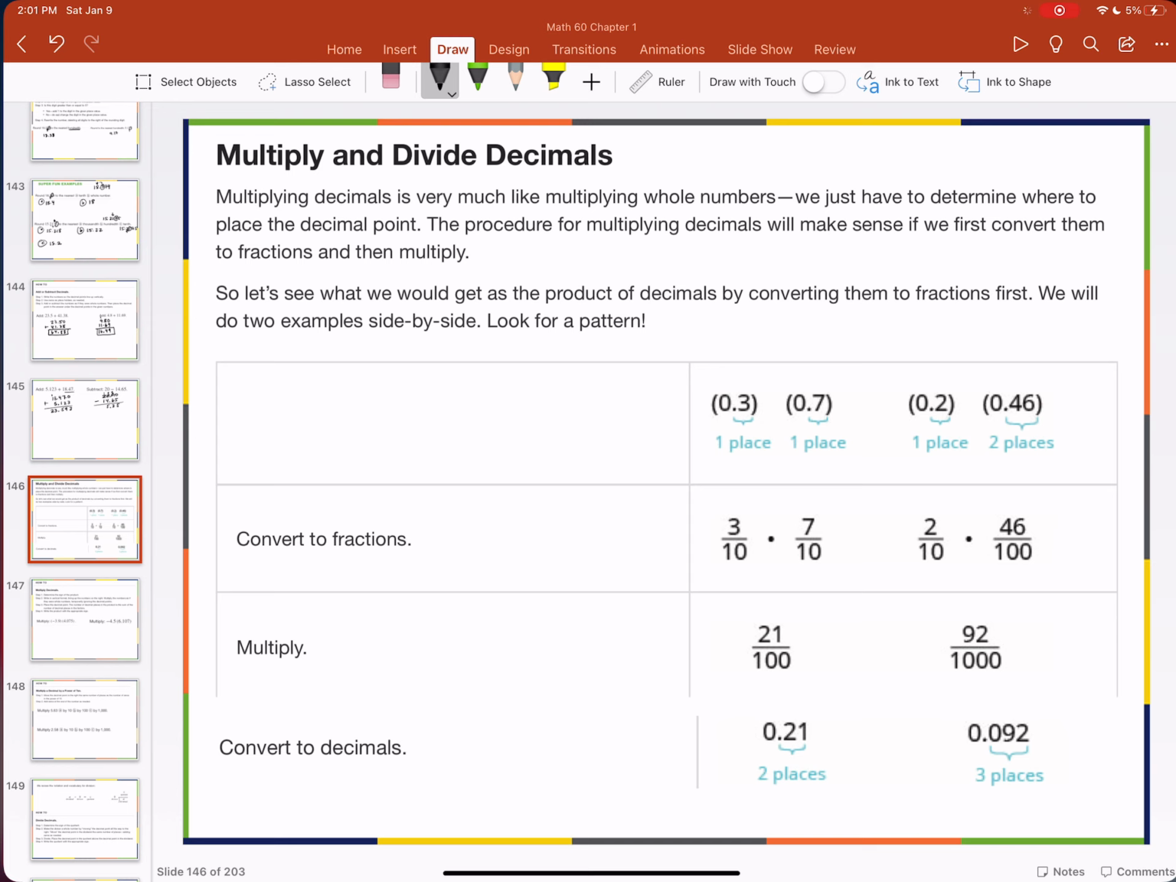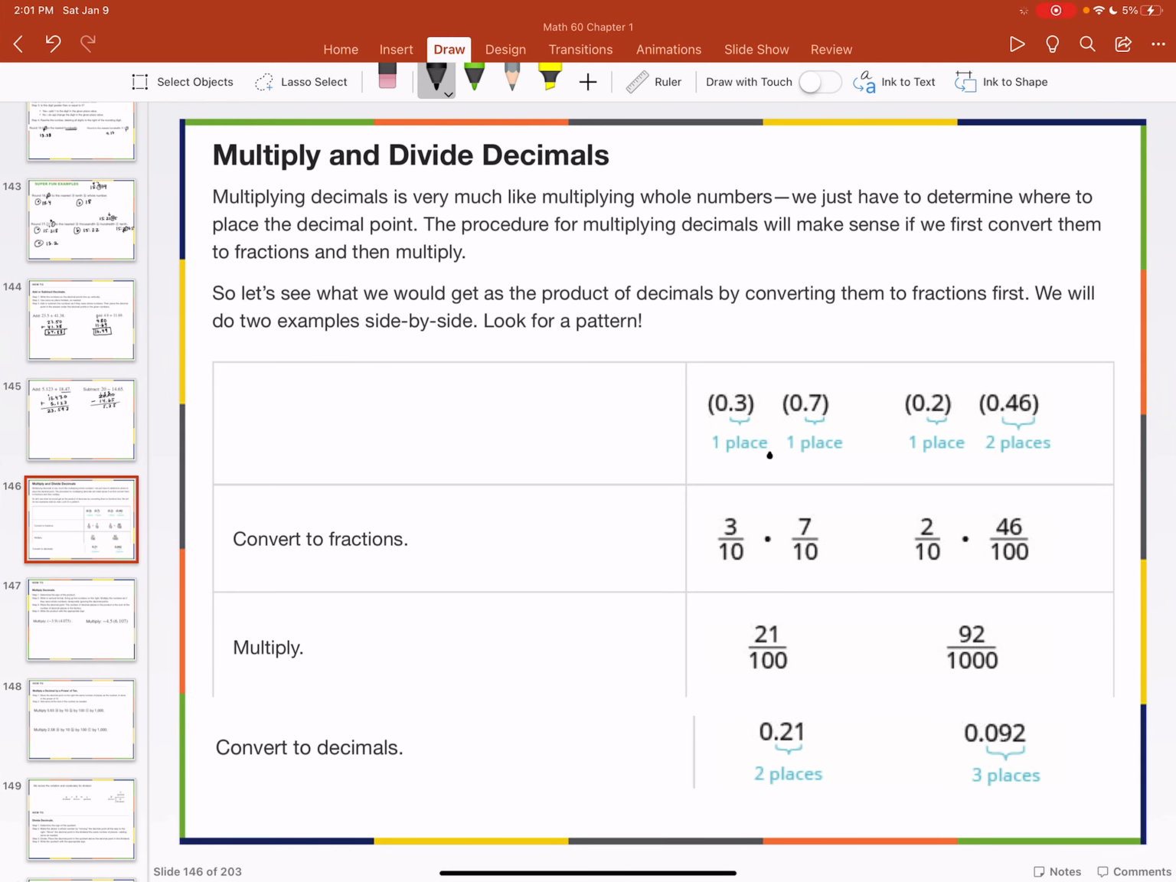So take, for example, 0.3 and 0.7. If I rewrite these as fractions, that's 3/10 times 7/10, right? And if I multiply them together, it's 21 over 100, but that's 2 decimal places. So that's 0.21. It's hundredths, right? If I do this one, 0.2 times 0.46, that's 2/10 times 46 hundredths.